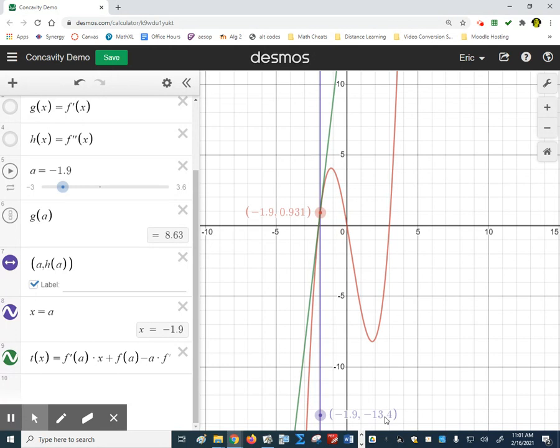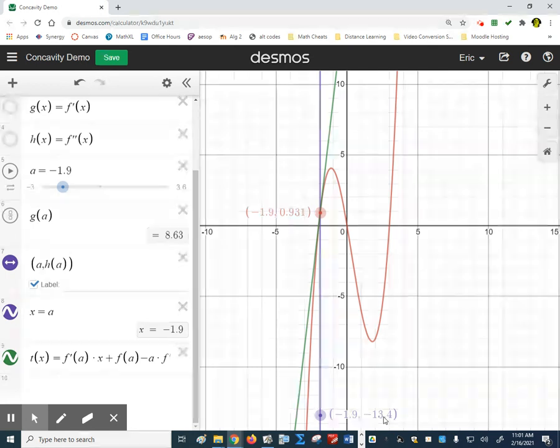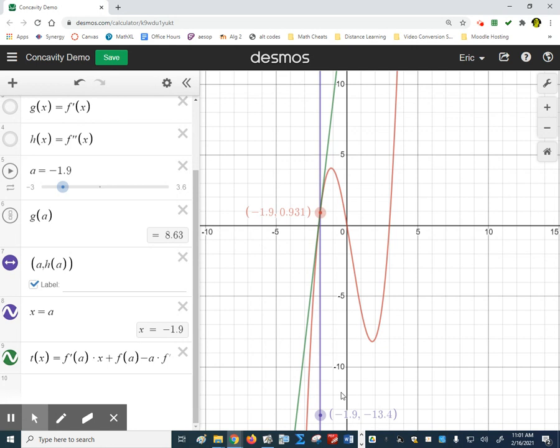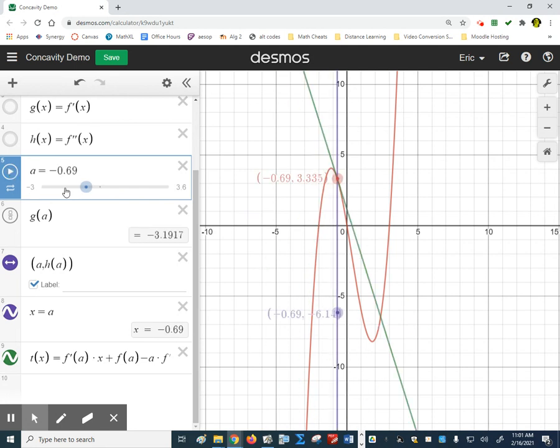What do you notice? I want you to notice the relationship between the green tangent line and the red function, that's f of x. Where does the tangent line sit relative to the red curve when the second derivative is negative compared to when it's positive? Now I'm going to very slowly move this along. I'm going to very slowly move the value of a to the right. Oops, that's too fast. Let me slow this down a little bit.